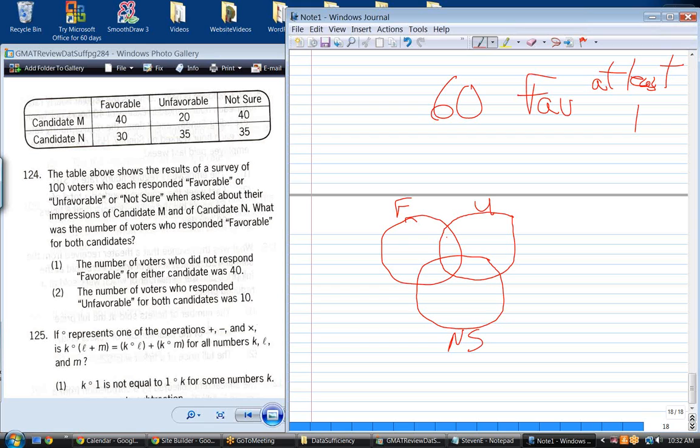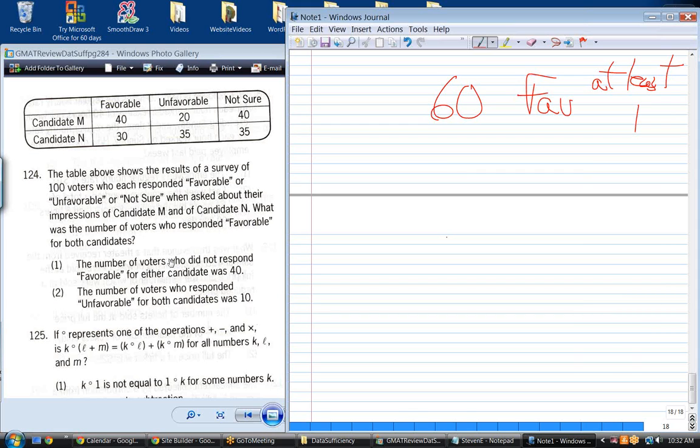There's 2 candidates, so it's hard to use a Venn diagram. I don't know. It doesn't feel like one alone can possibly solve it. So all we know is that 60 people voted favorable for at least one candidate. I don't think we can figure out how many people voted favorable for both candidates on that information.